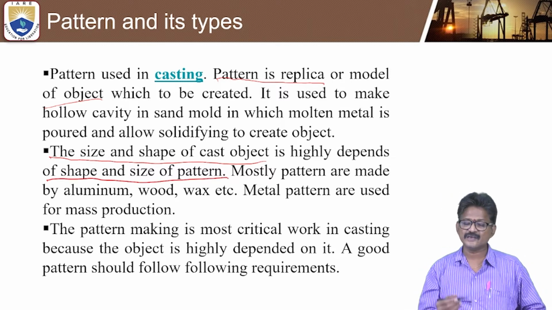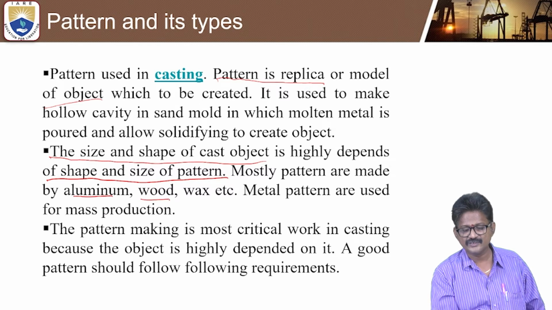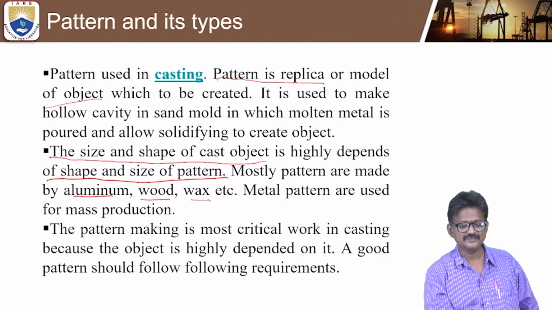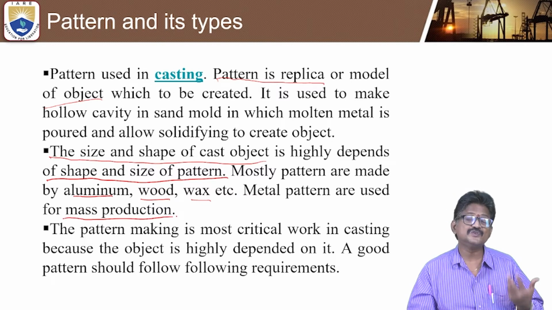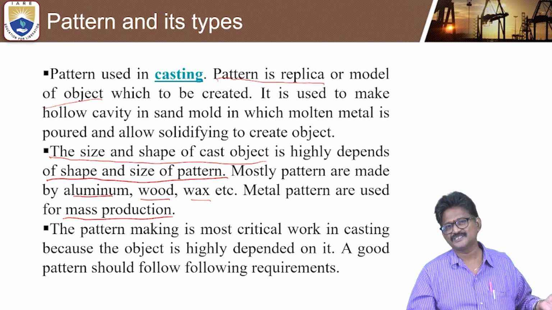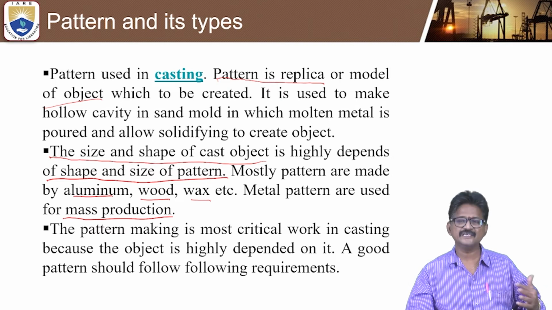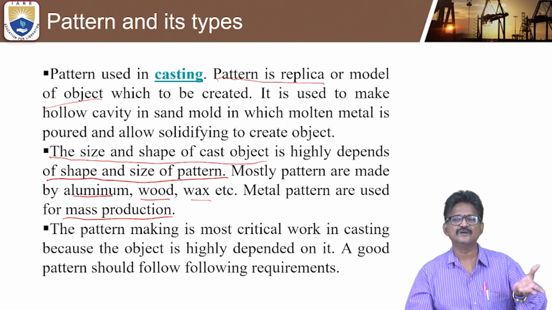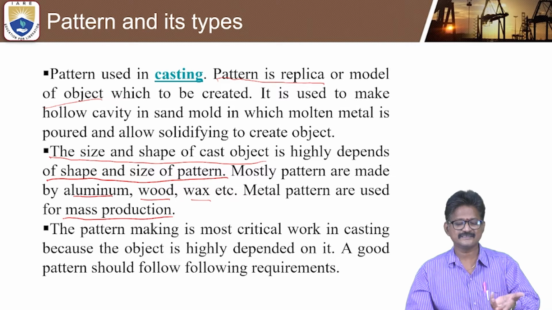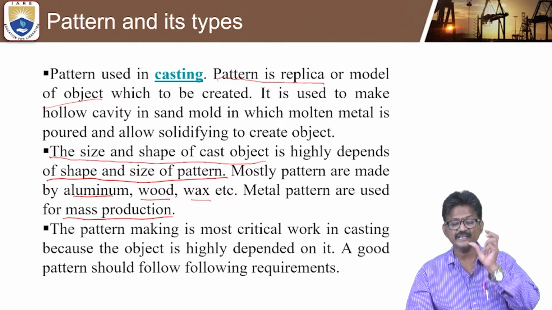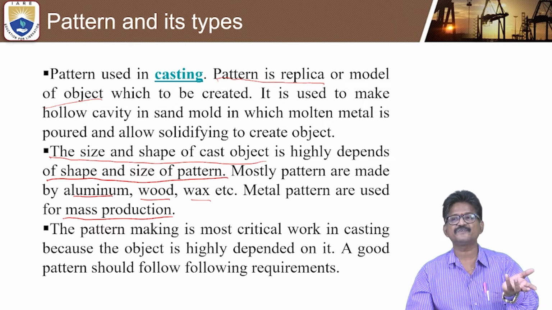Mostly patterns are made of aluminium, wood, wax, and metal for mass production. That is what I have been explaining. When you want mass production, say 1,000 or 2,000 components per shift, and three shifts per day, how many components can you make? There is no way to use plastic, wood, or aluminium there. Only a metal pattern is used, for its long life and to manufacture a large number of components.